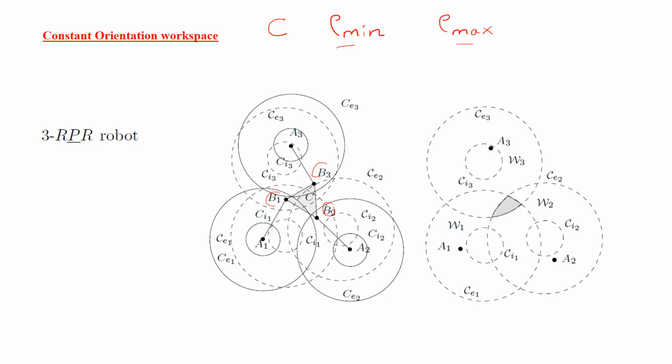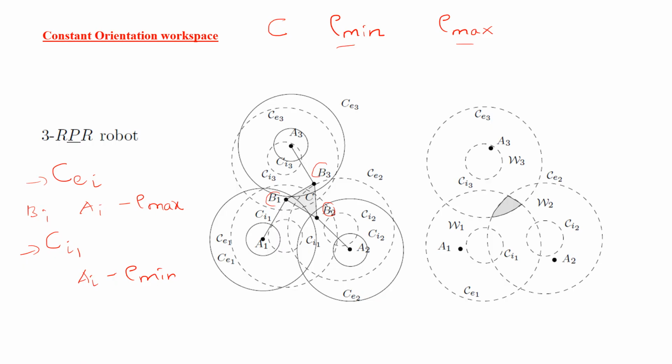This point B will be located within the annular zone with the external boundary being the circle CEI. CEI denotes the external boundary, which has a center AI and the radius rho max, and the inner boundary is a concentric circle CI1, with the same center but with radius rho min. So your point BI will be located in between these two circles.